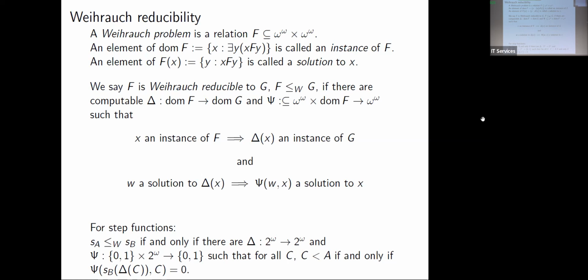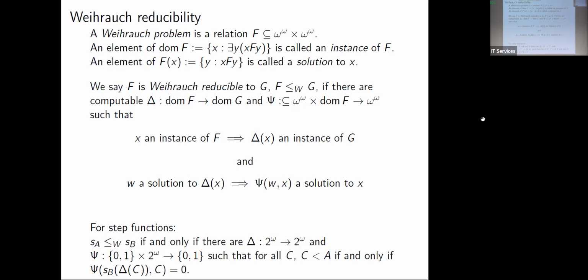Anything that is related to x by this relation is called a solution to x. And then we say that if we have two Weihrauch problems f and g, then f is Weihrauch reducible to g if there is a computable way to translate instances of f into instances of g, and some computable function that, given a solution to an instance, delta x, which is an instance of g, together with the original x, returns a solution to x.